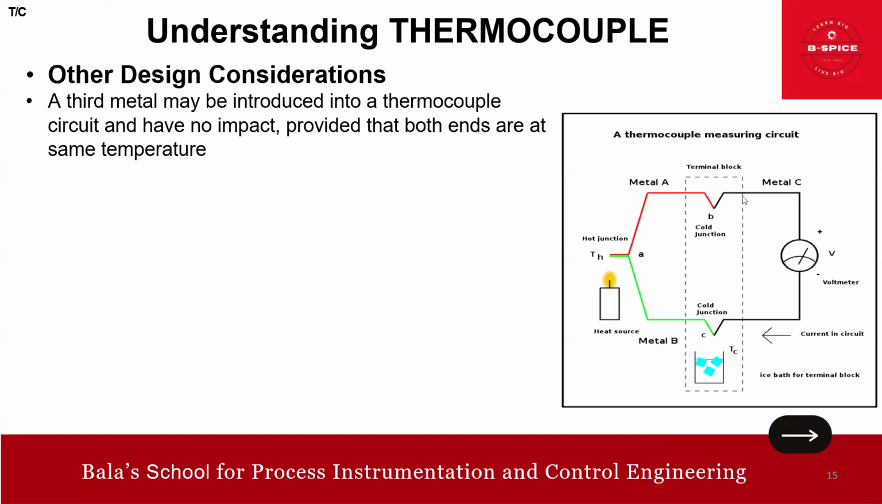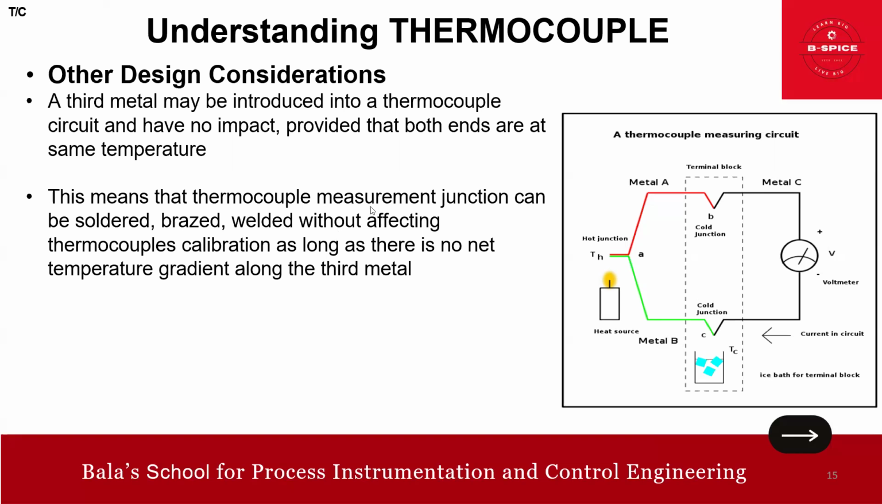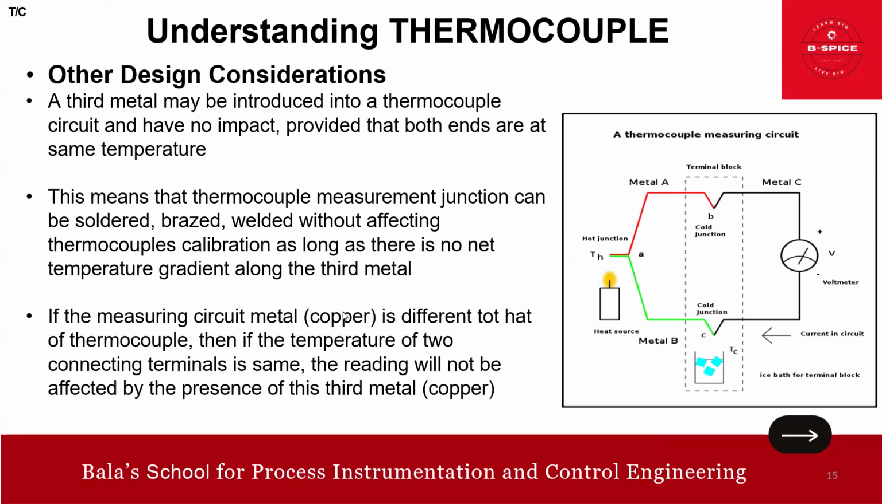A third metal C may be introduced into a thermocouple circuit and have no impact, provided that both ends are at the same temperature. This means the thermocouple measurement junction can be soldered, brazed, or welded without affecting the thermocouple calibration, as long as there is no net temperature gradient along the third metal. So that is the pointer.